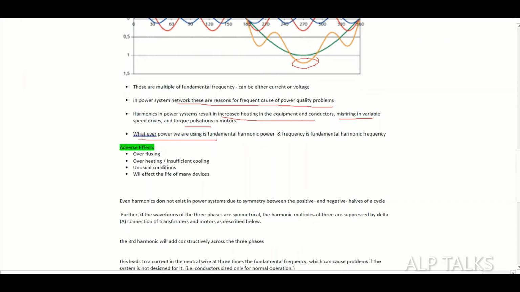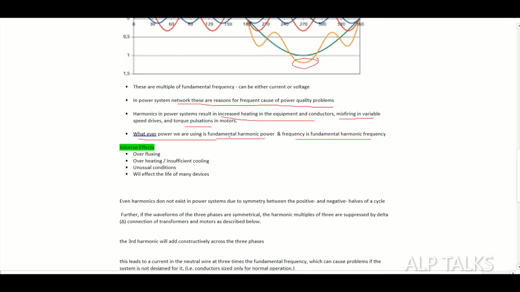Whatever things we call generally, power means fundamental harmonic power, frequency means fundamental harmonic frequency. Even though we are saying normal 50 Hz system, 60 Hz system, those are simply normal systems, but that value we call the fundamental harmonic frequency. 3 MVA, 4 MVA, 7 megawatt, 5 megawatt, whatever figures we are calling, that is fundamental harmonic power.